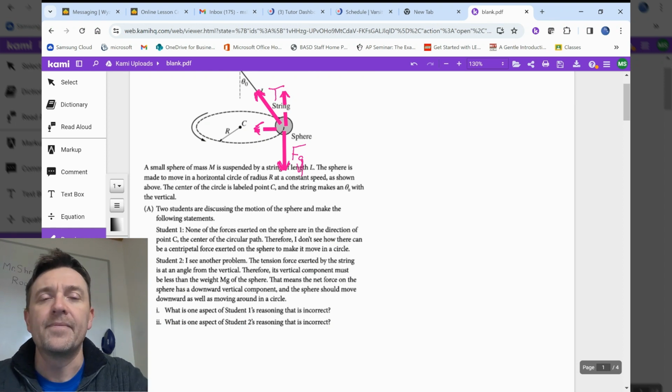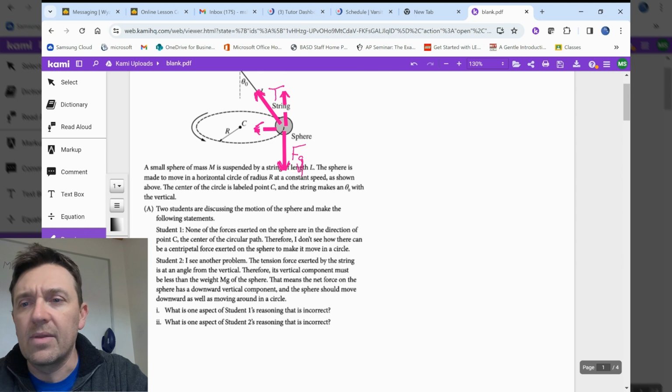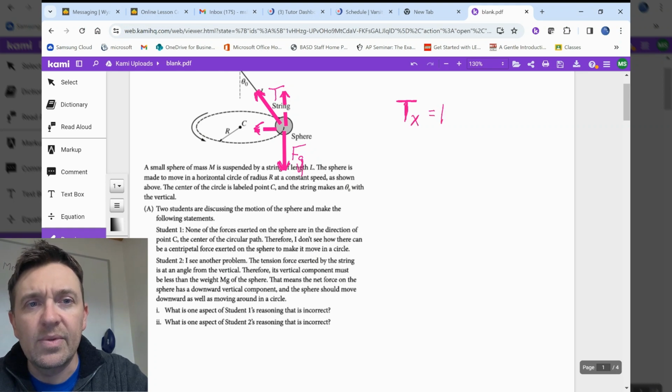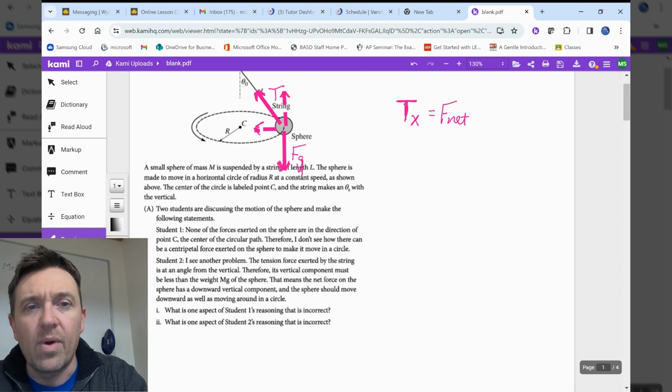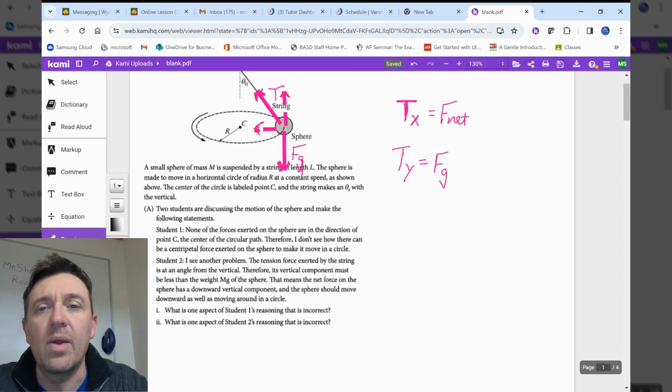So if we were to write out the algebra for this, I'd make the claim, write true statements, that the x component is equal to our net force. That's the reason that we're accelerating. But our y component is equal to our force of gravity. And that's the reason why we're not falling.